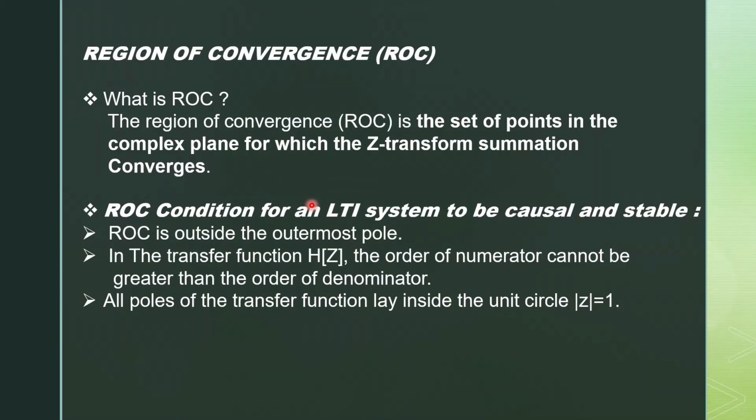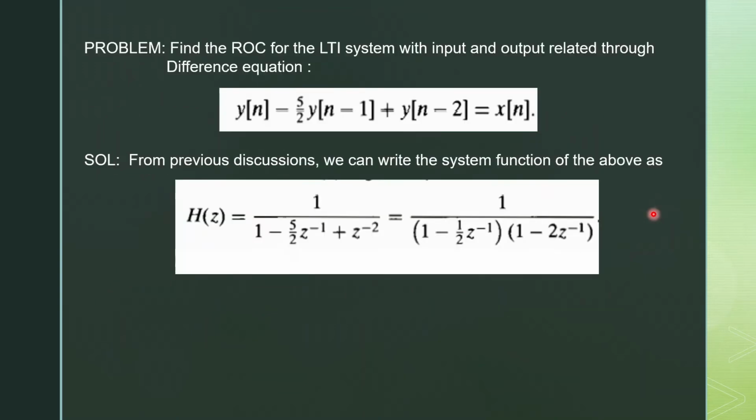Let's see the ROC conditions for an LTI system to be causal and stable. Here are some of the conditions. The first one is that the ROC is outside the outermost pole. In the transfer function H(z), the order of the numerator cannot be greater than the order of the denominator. All poles of the transfer function should lie inside the unit circle. If a system satisfies these three ROC conditions, then it can be classified as causal and stable. Let's solve another problem regarding this concept.